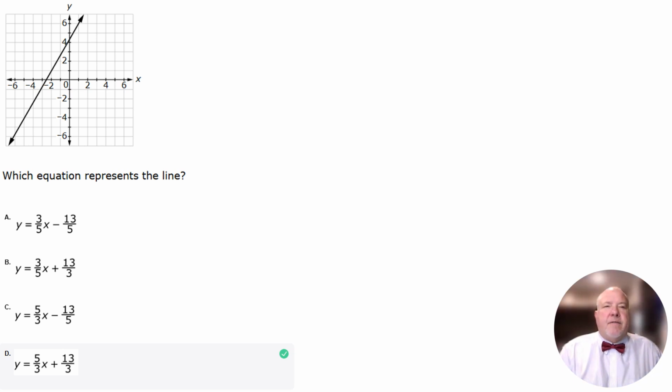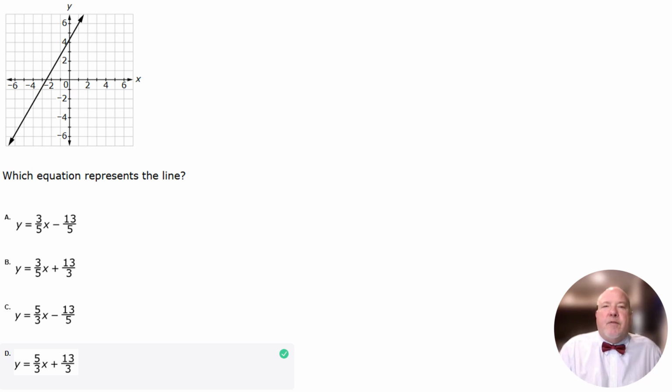So we're given a graph of a straight line. So this is linear, meaning a straight line. And we're supposed to choose the correct equation. If I look at the equations they gave us to choose from, they're all in slope-intercept form. So that's nice. So again, just a quick review.